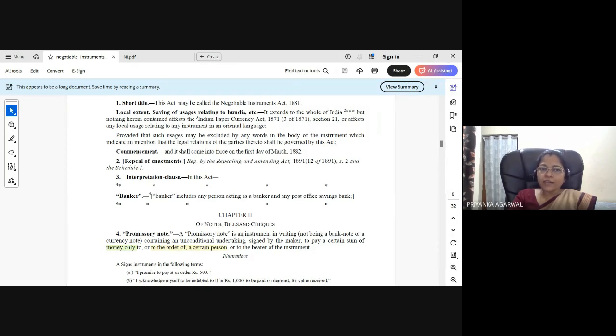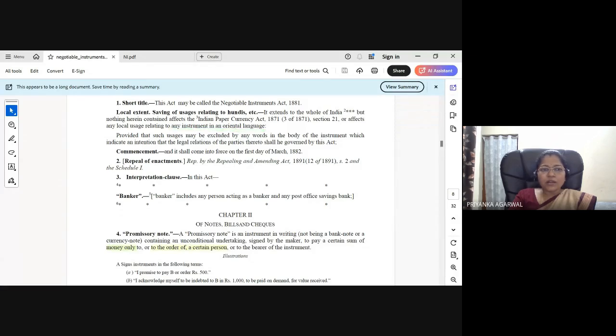Nobody can issue that currency. It is only the RBI or the central government. And if you read Section 21, it says it also affects any local usages relating to any instrument in an Oriental language. So this talks about your hundi, any instrument in an Oriental language.